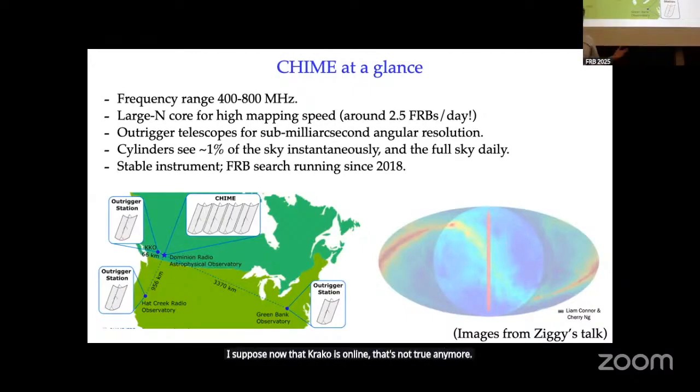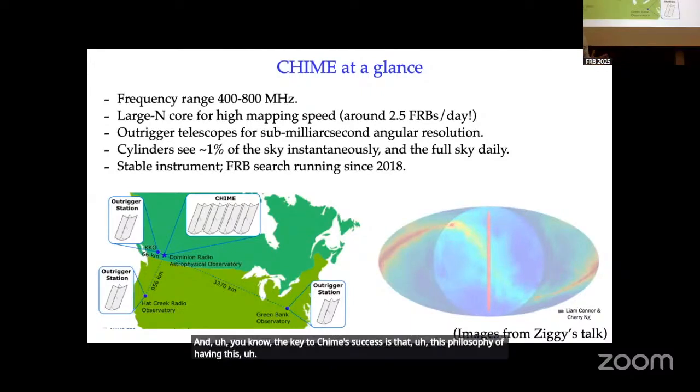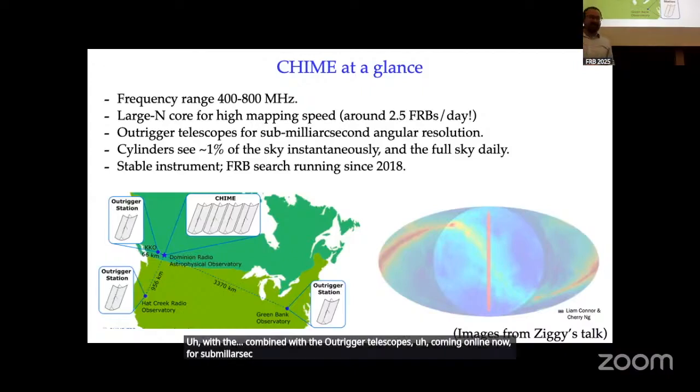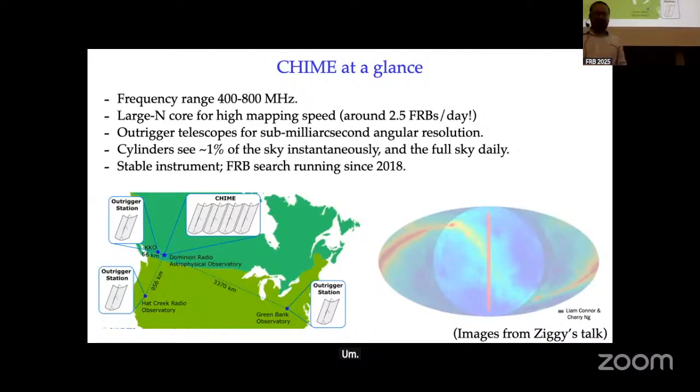The key to CHIME's success is this philosophy of having a core with huge N for gigantic mapping speed. We find 2 or 3 FRBs per day. Combined with the Outrigger telescopes coming online now for sub-milli-arcsecond angular resolution, it's a really powerful concept.